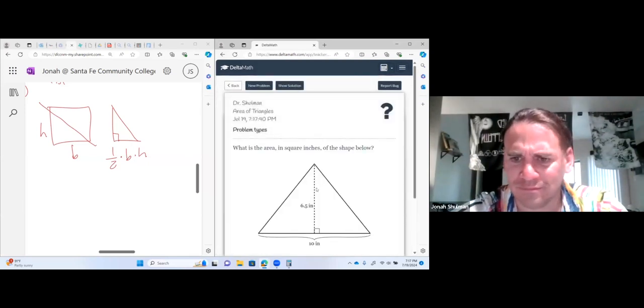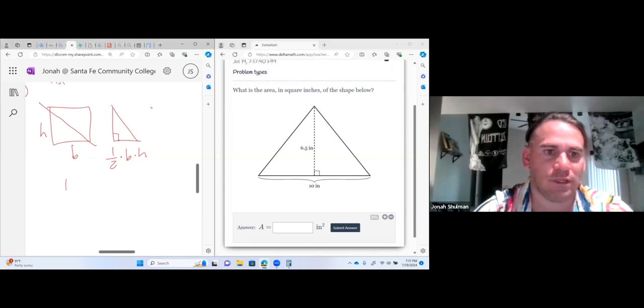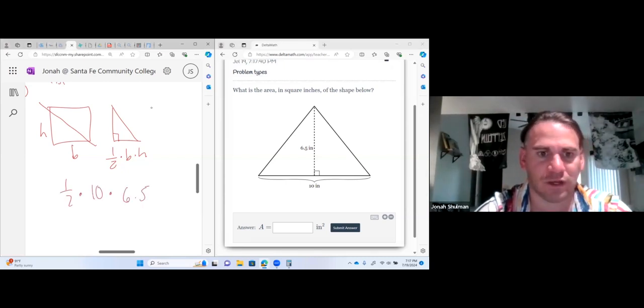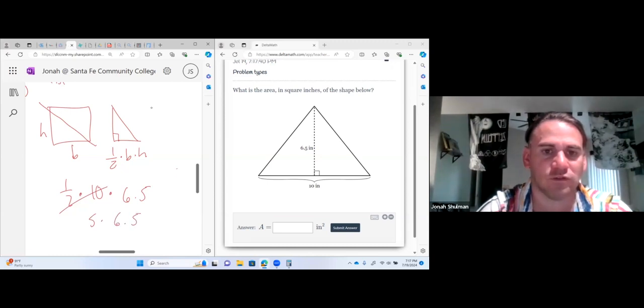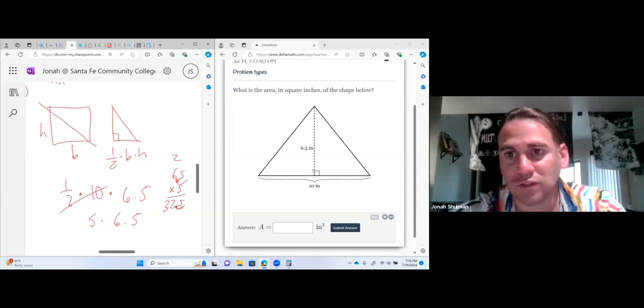Area triangles. All right, here they just give us the base times the height. So it's 1/2 times 10 times 6.5. Half of 10 is 5, so it's 5 times 6.5. We can do 65 times 5, which is 5 carried by 2. 32. We move the decimal because there was one decimal in the question, one decimal in the answer. Notice that the units are squared because we're talking in area.